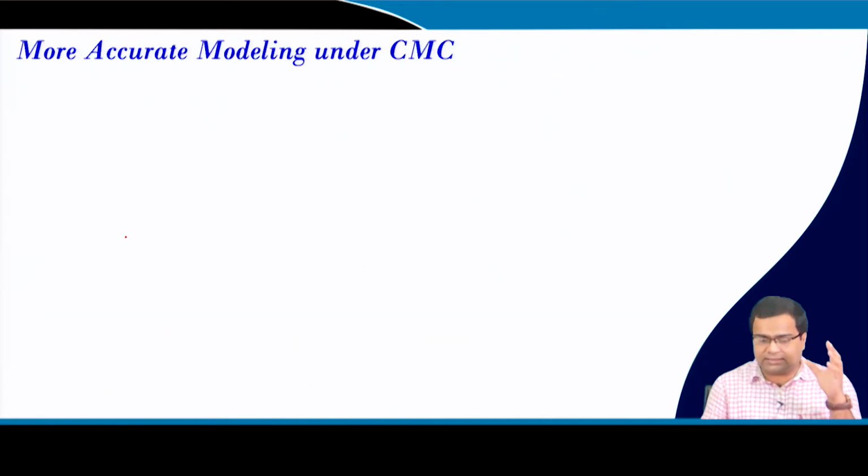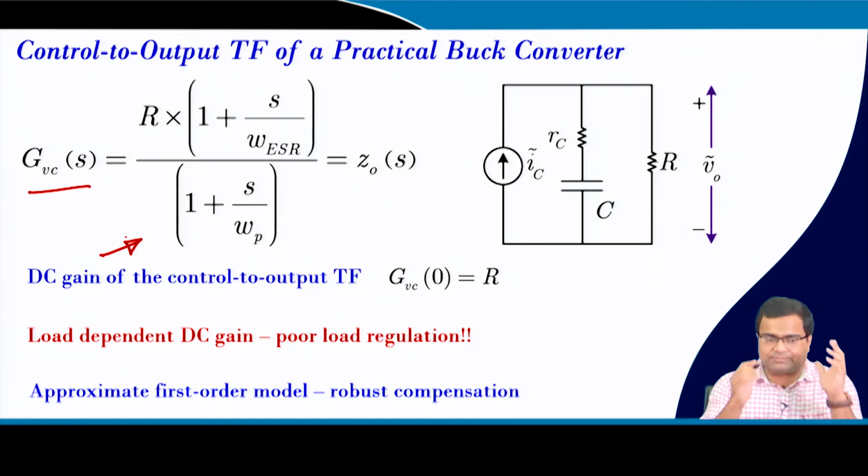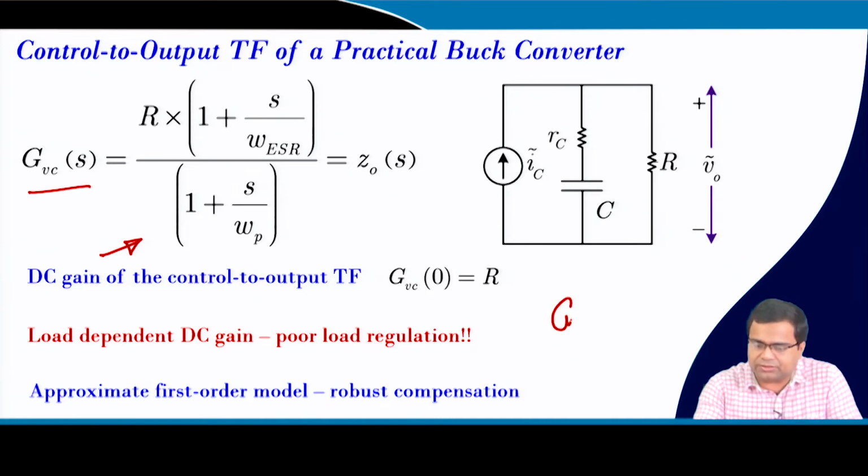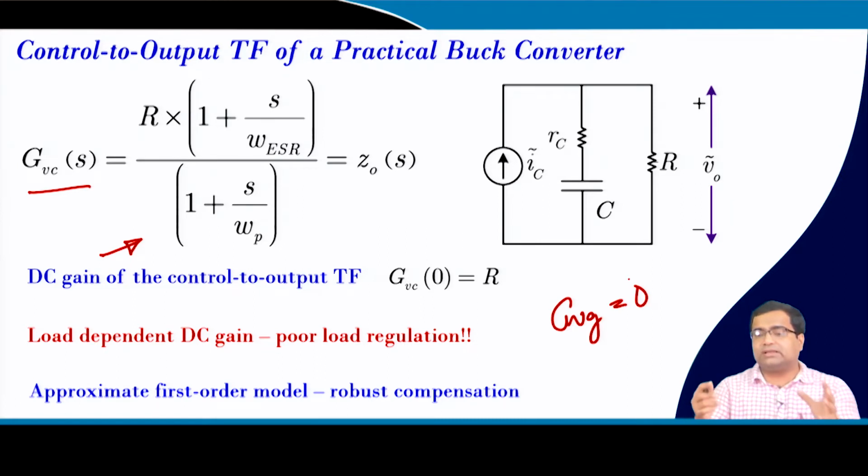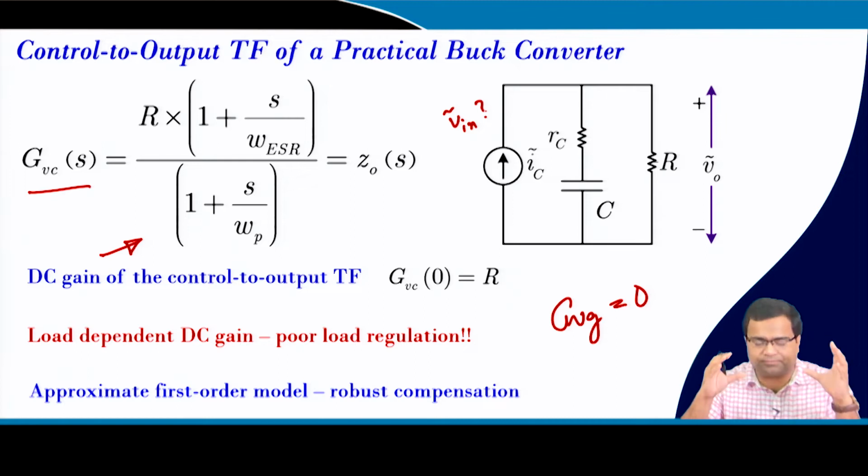Now, this is the first order model, and in this first order model we also saw that GVG, that means audio susceptibility, was 0, because in this model the input voltage perturbation term is not there. But in an actual converter, we know that under current mode control, the audio susceptibility is excellent.